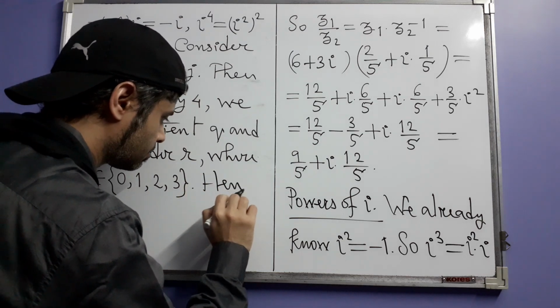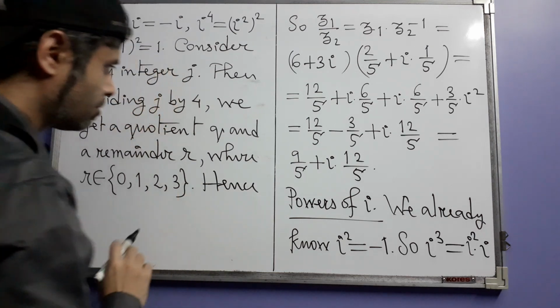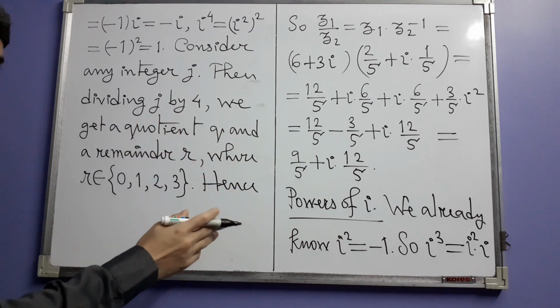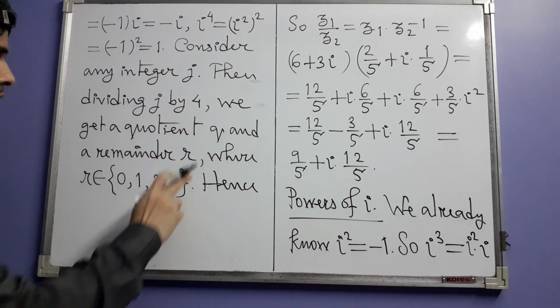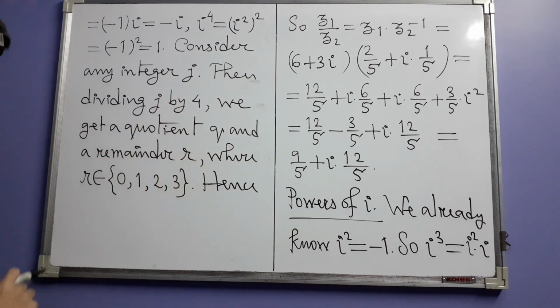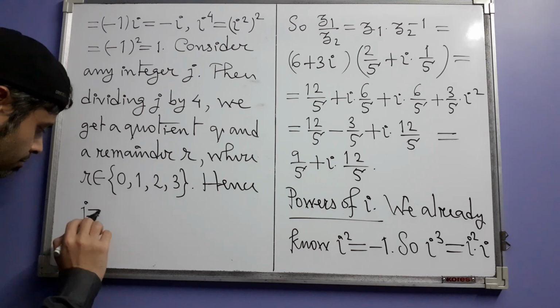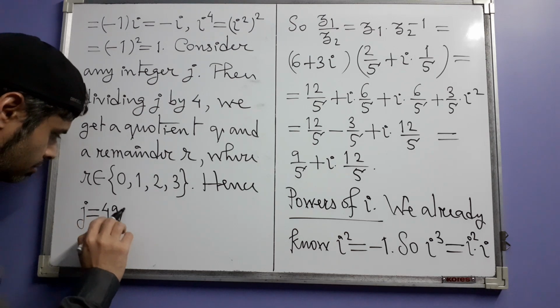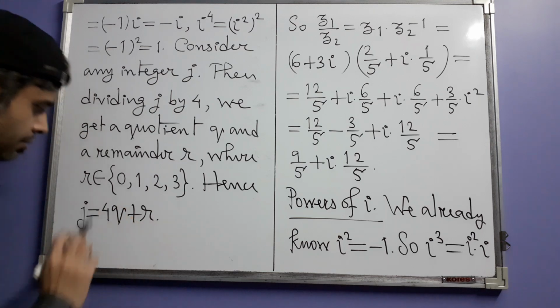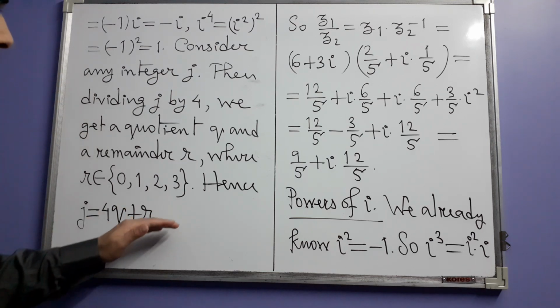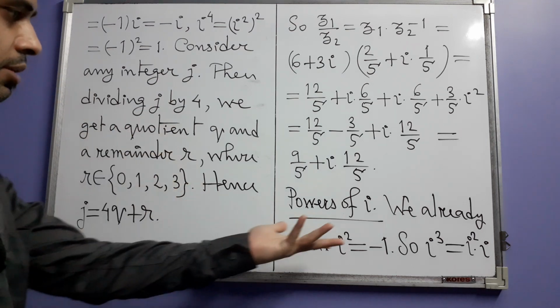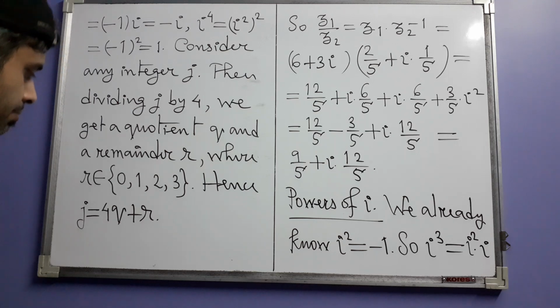Hence, we also know how these 4 numbers are related: j, 4, q and r, and the relation is this: j is equal to 4q plus r. Now, what is the link of this with these powers of i? Let's see.